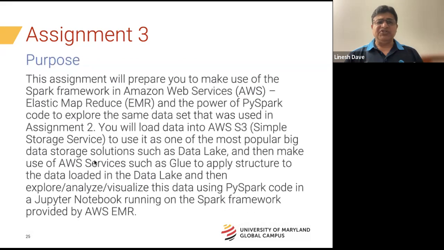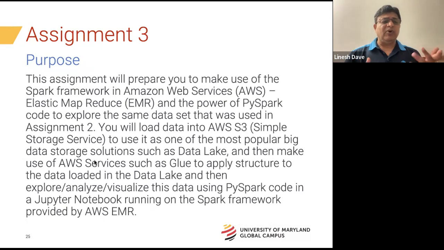The purpose is to make use of the Spark framework in AWS EMR, which is called Elastic MapReduce, and the power of PySpark to explore the same data set as I just mentioned. You will load the data into AWS S3 to use it as one of the most popular big data storage solutions, such as a Data Lake, and then make use of an AWS service such as Glue to apply structure to the data loaded, which you've already done in the past.